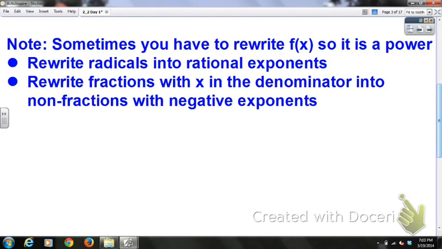As you noticed in our last couple examples, sometimes you have to rewrite f of x so that it is written as a power. We need to rewrite radicals into rational exponents, and also rewrite fractions that have our x in the denominator into non-fractions with negative exponents.